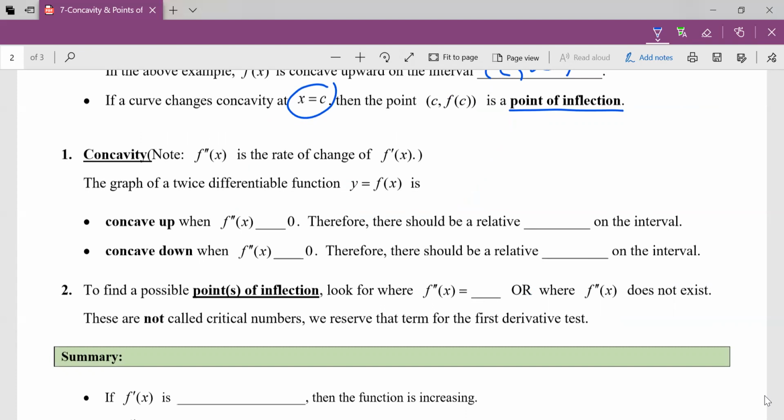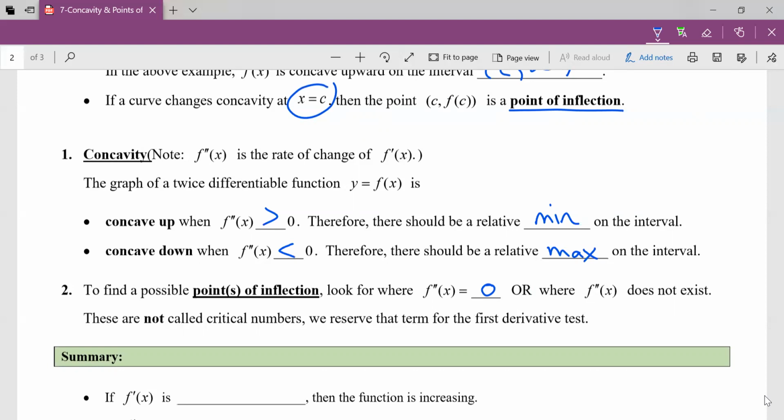For a graph that is twice differentiable, y equals f(x), we're going to be concave up when the second derivative is greater than 0. Therefore, if we're concave up, we should have a relative min on that interval. And if I'm concave down, that means our second derivative is less than 0, and we should have a relative max on that interval somewhere. To find a possible point of inflection, it looks a lot like the first derivative test. We find where the second derivative is equal to 0 or where the second derivative does not exist.